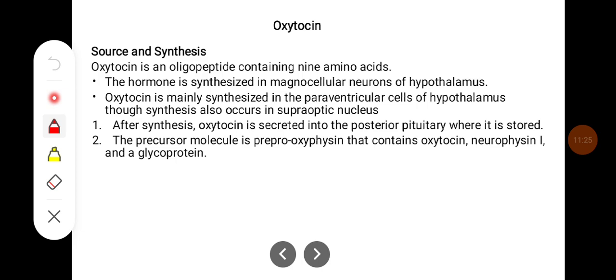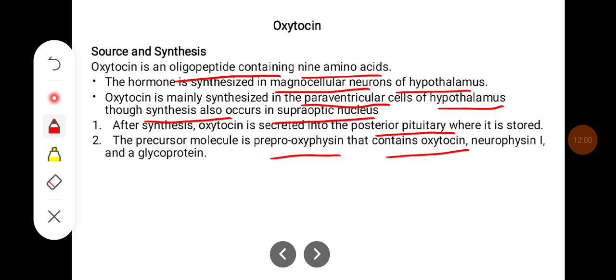Coming to oxytocin, oxytocin is an oligopeptide containing 9 amino acids. The hormone is synthesized in magnocellular neurons of hypothalamus. Oxytocin is mainly synthesized in the paraventricular nucleus of the hypothalamus, and synthesis also occurs in the supraoptic nucleus. After synthesis, oxytocin is secreted into the posterior pituitary where it is stored. The precursor molecule is preprooxyphysin that contains oxytocin, neurophysin 1 and a glycoprotein.